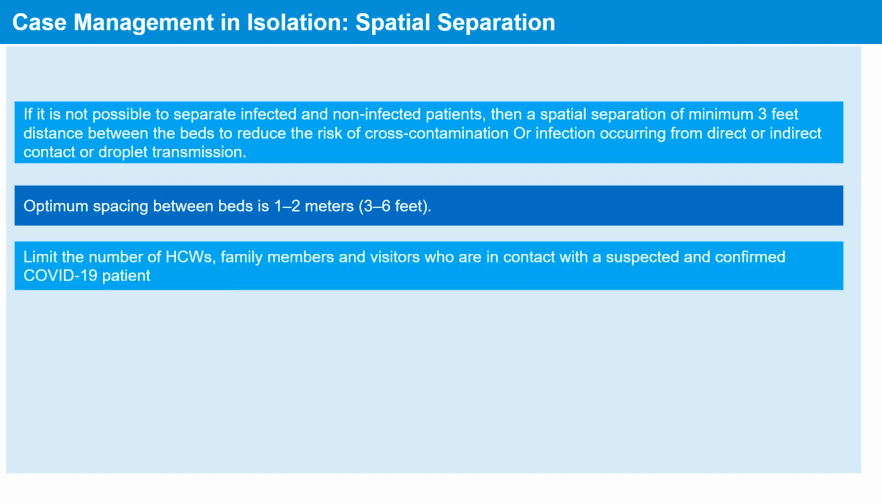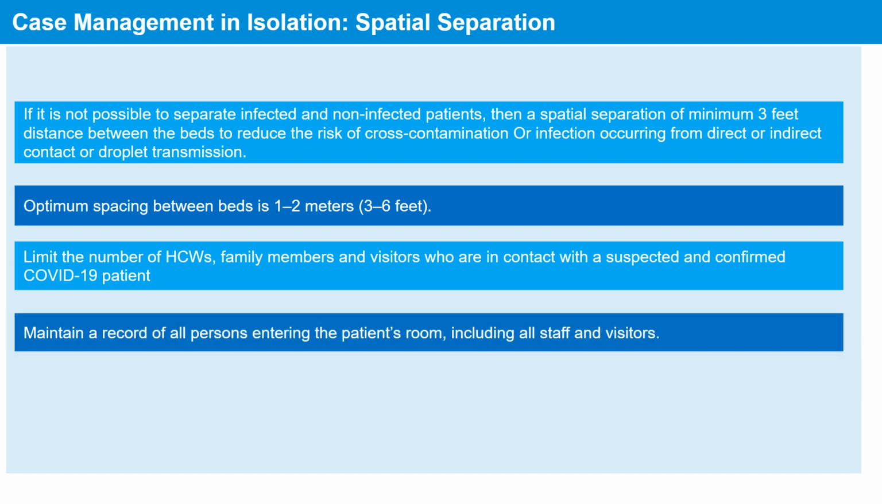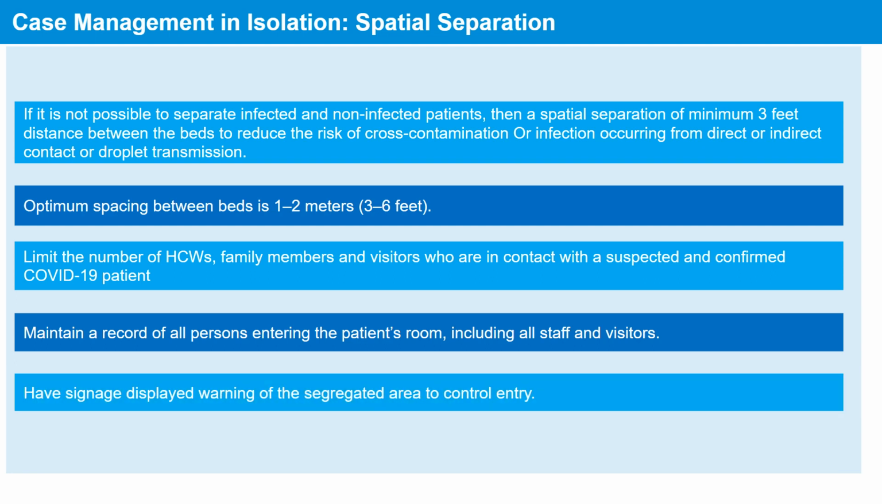Limit the number of HCWs, family members, and visitors who are in contact with a suspected or confirmed COVID-19 patient. Maintain a record of all persons entering the patient's room, including all staff and visitors. Have signage displayed warning of the segregated area to control entry.